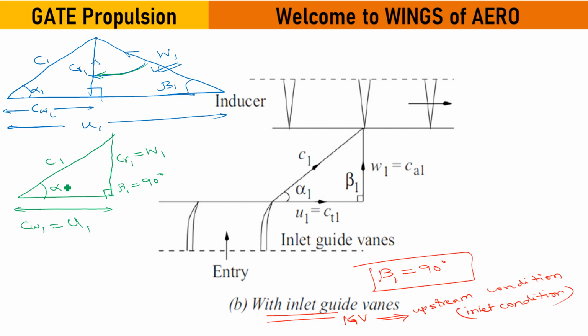Now they will give you some schematic diagram, and they will ask you to identify the conditions. Now this is not a no slip condition. No slip condition is when CW2 is equal to U2. This is the concept for no slip condition, right? And CW1 equal to U1 is not a no slip condition. Keep this in mind.